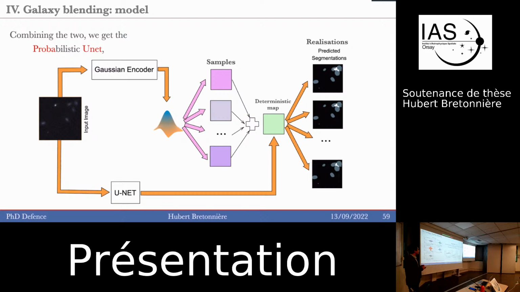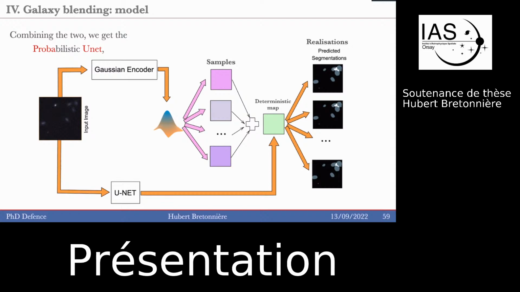And what you can start to see here is that when you look at the white part, a complex blending scene, you see that there are differences between the realizations. And the great thing is that we will be able to use this as a proxy for uncertainty, or a pixel-wise proxy for the uncertainty.